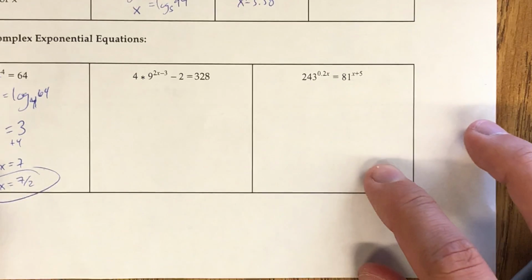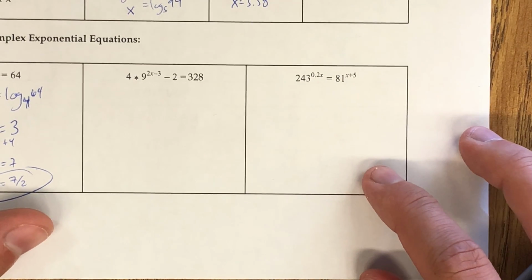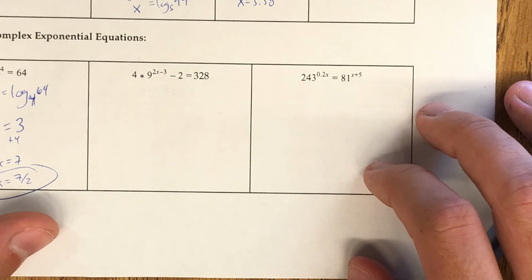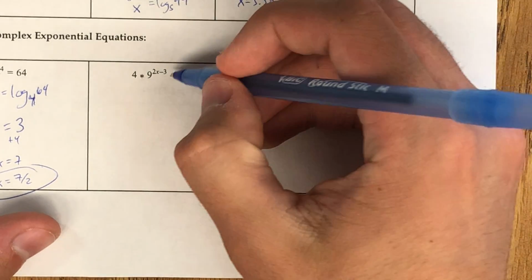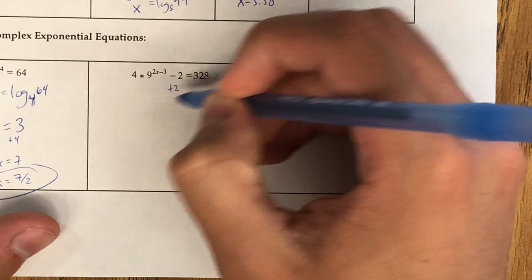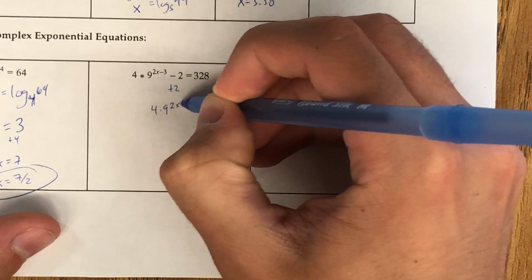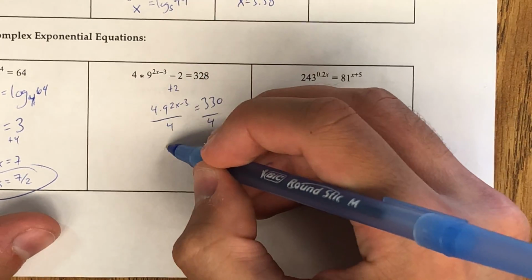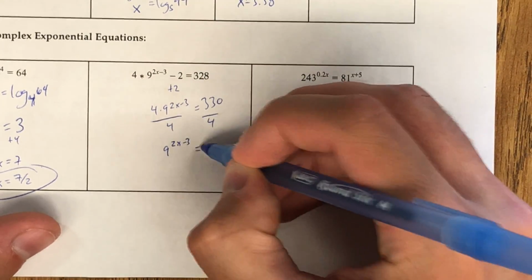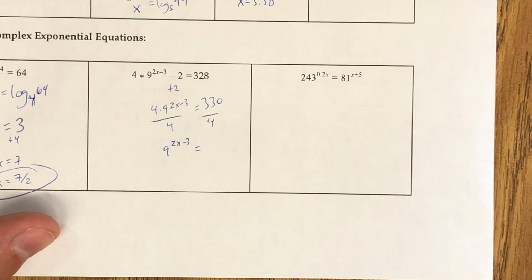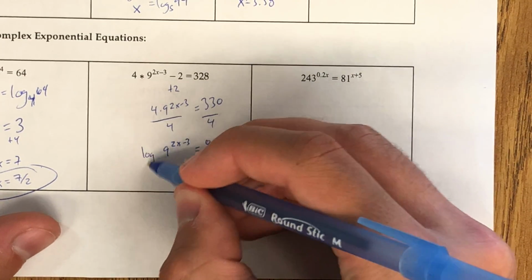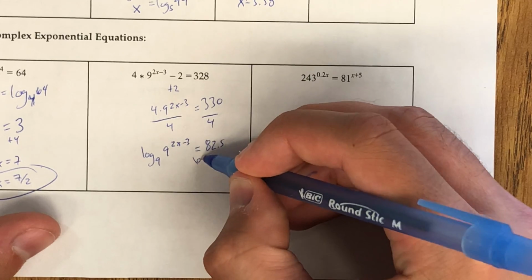Okay. Next one here. Our goal to start is we want to get that exponential equation into general form. So let's add 2 to both sides first. So we'll get 330. Divide both sides by 4. So we have 9 to the power of 2x minus 3 equals 330 over 4, which gives us 82.5. Take the log base 9 of both sides.